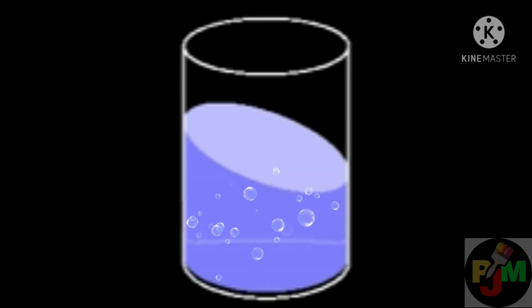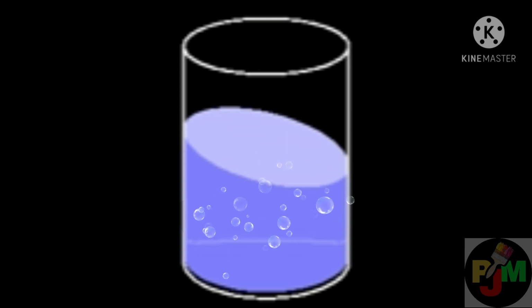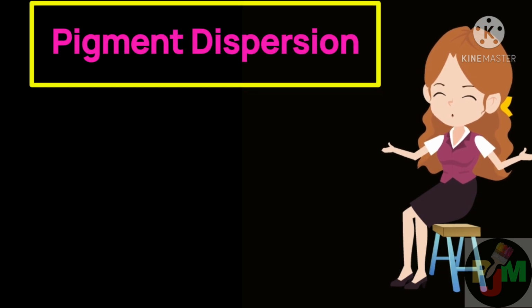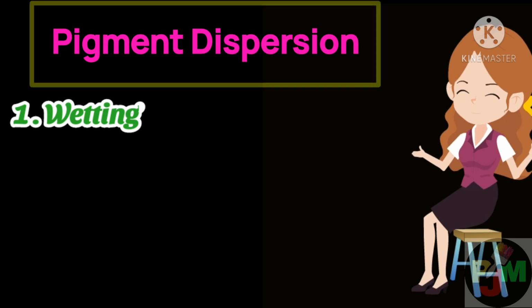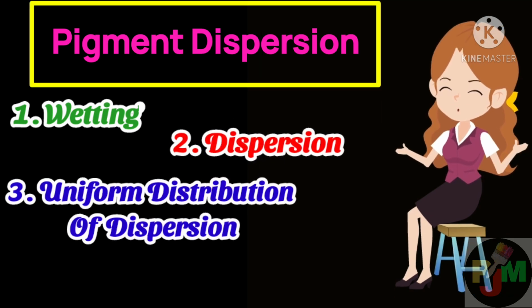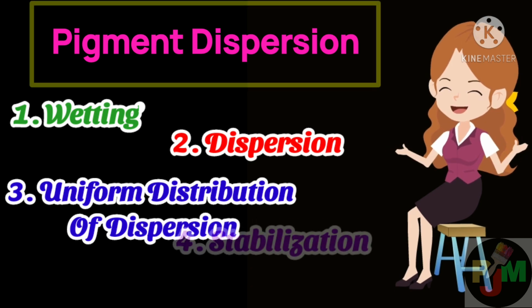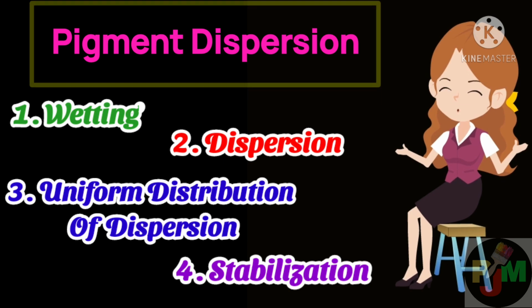After wetting, it is necessary to spread them uniformly throughout the medium and maintain this uniform dispersion in the final coating material. In short, the pigment dispersion process involves 4 steps: wetting, dispersion, uniform distribution of pigment particles throughout the medium, and maintenance or stabilization of these dispersed pigment particles.